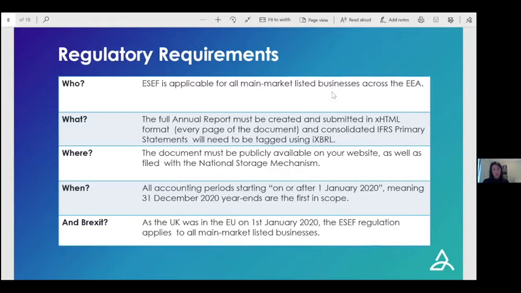Who it applies to, or when it applies: for all accounting periods starting on or after the 1st of January 2020. So the 31st of December 2020 year ends are going to be the first in scope.